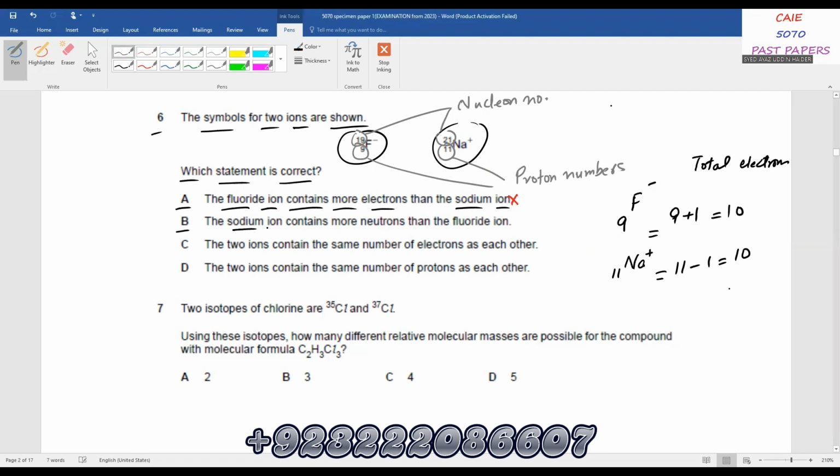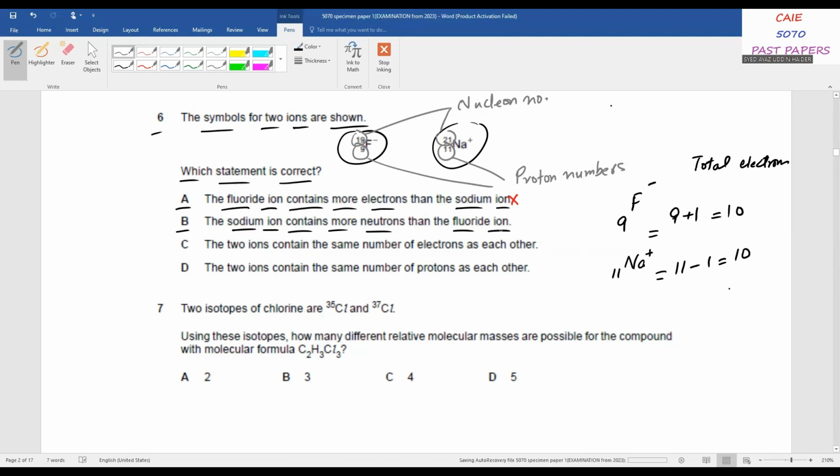B. The sodium ion contains more neutrons than the fluoride ion. Now look at the number of neutrons for both of these. You know how you calculate the number of neutrons, by subtracting the proton number from the nucleon number. For fluoride, 19 minus 9 is 10. For the sodium ion, 21 minus 11, it is also 10. So this statement is also incorrect.